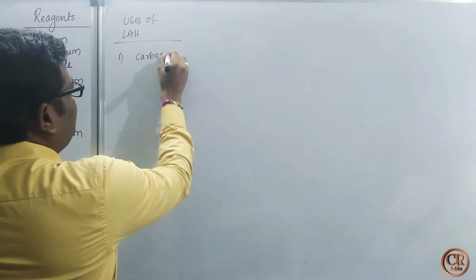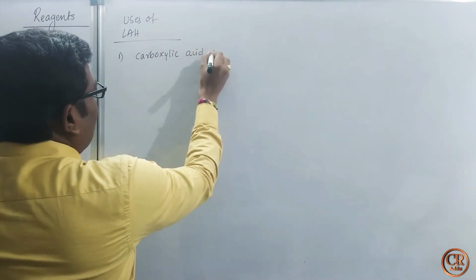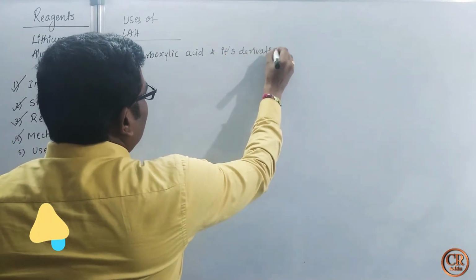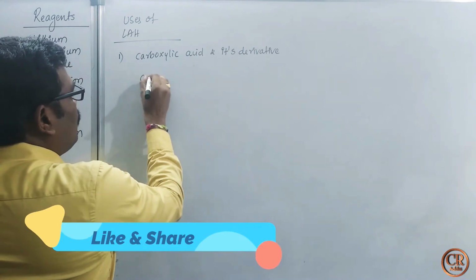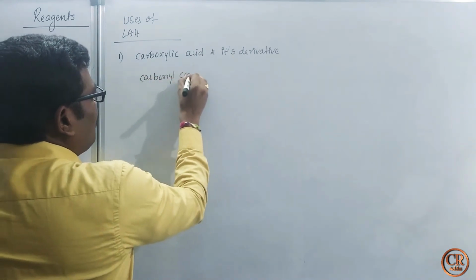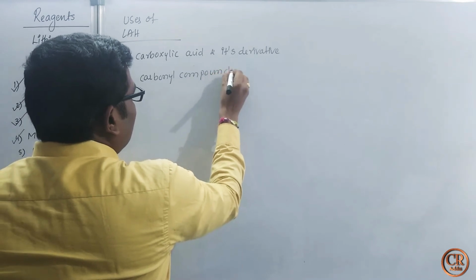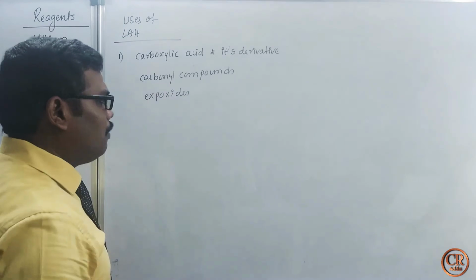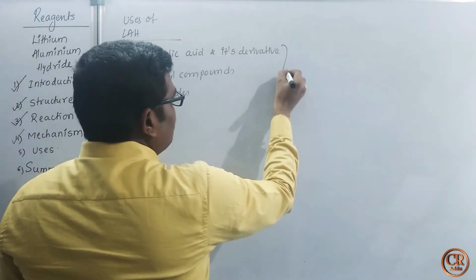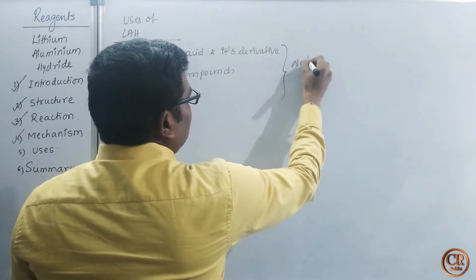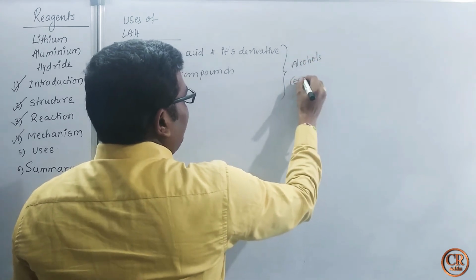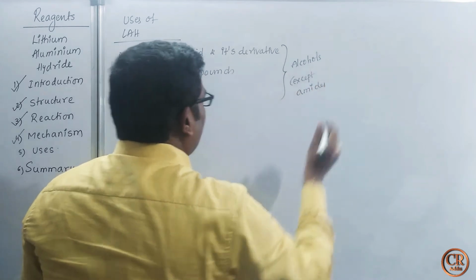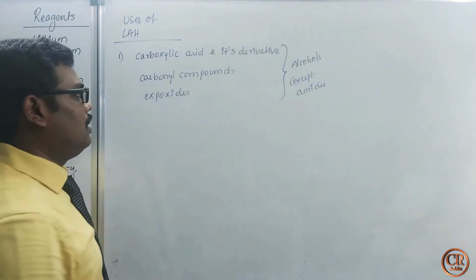Carboxylic acids and their derivatives, carbonyl compounds and epoxides, all are reduced to corresponding alcohols except amines. All are reduced to corresponding alcohols.